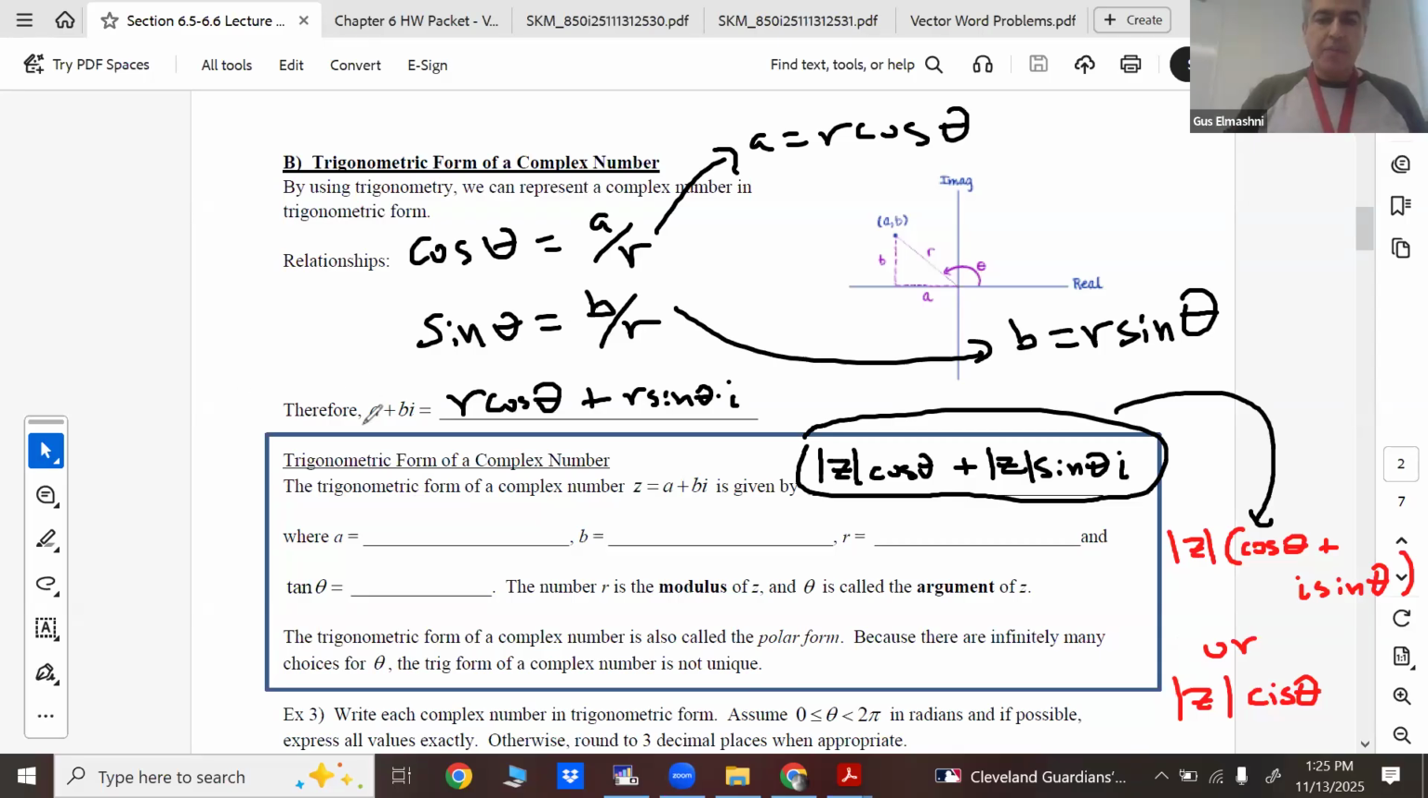So A is going to be the absolute z, or magnitude of z, cos theta. And the B is going to be this. And the R is just this. Well, we actually know R is this. Well, tan theta is B over A.